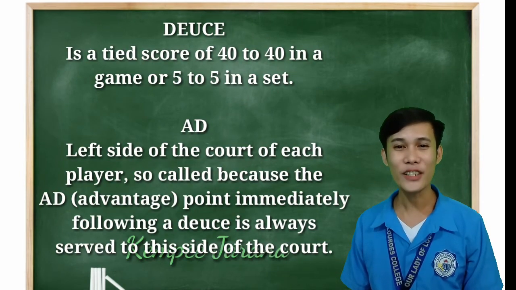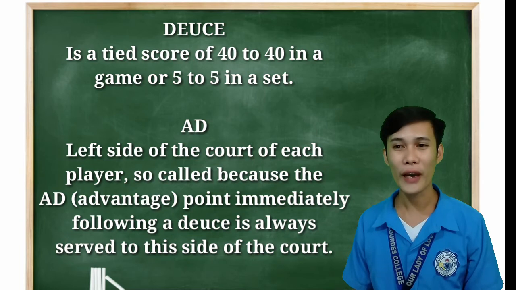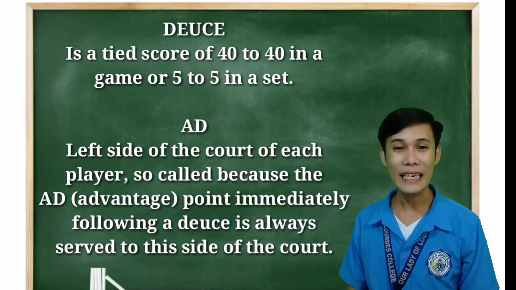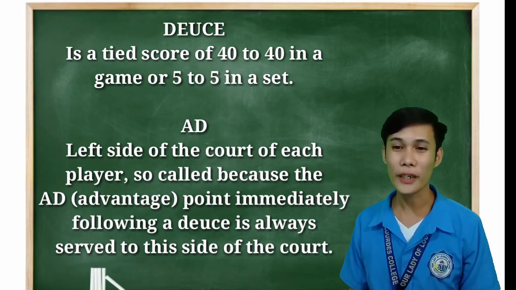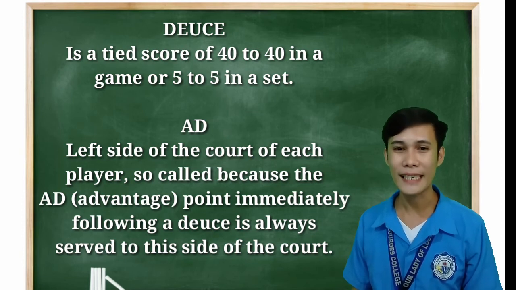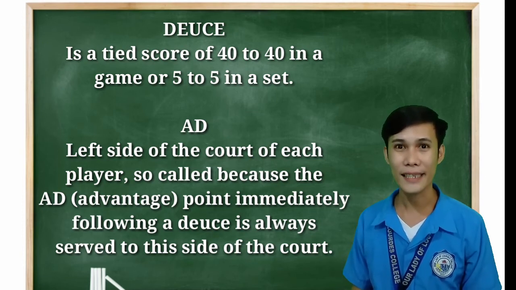Deuce is a tied score of 40 to 40 in a game or 5 to 5 in a set. Meaning, if both teams get the 40 score, or both players in a set get 5, we call it deuce.